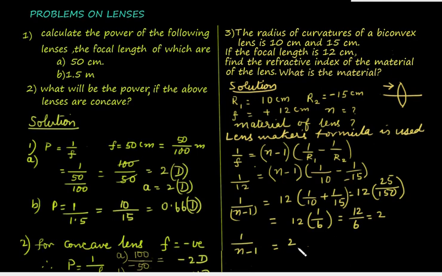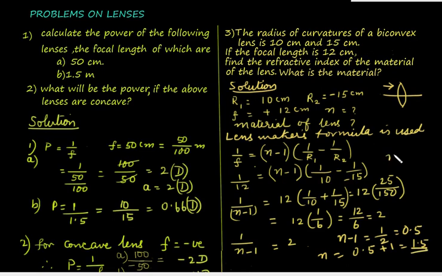1 by n minus 1 is equal to 2. So we change it. We want this in the numerator. So n minus 1 is equal to 1 by 2, that is equal to 0.5. Then what is n? n becomes equal to 0.5 plus 1. When this is shifted over there, it becomes plus. This becomes 1.5. So n is equal to 1.5.